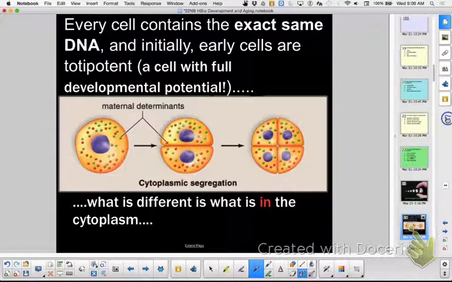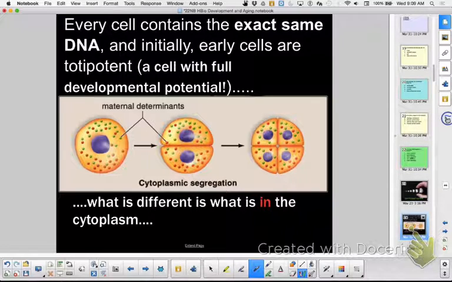Now, after the very first mitotic division, I have a top cell and a bottom cell. Which cell has more red in it? Bottom. So this ratio of red to green in the bottom cell is different than the ratio of red to green in the top cell. That influences what genes are transcribed and translated into proteins, which starts them down different developmental pathways.